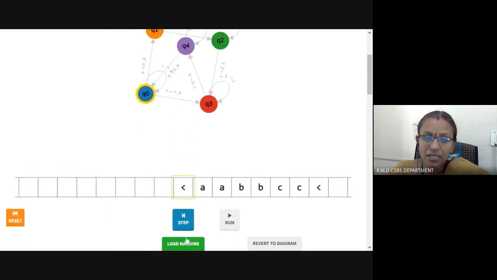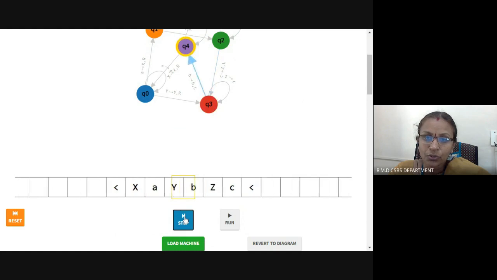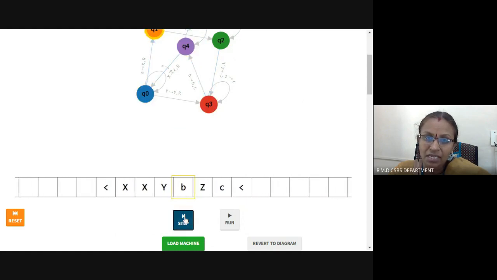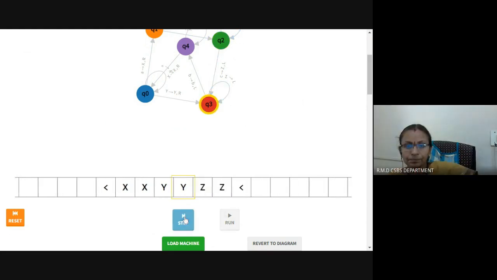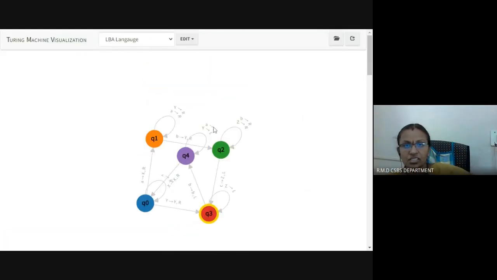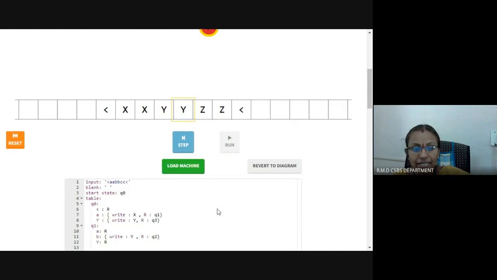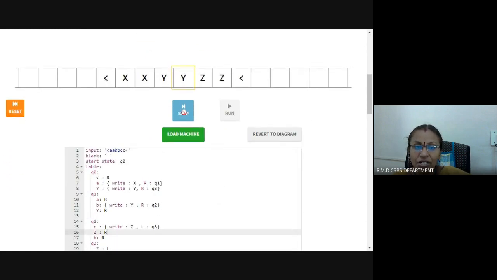So we'll see the steps of how it is being done in the LBA. So we have Q0, Q1, it goes on, Q2, Q3, Q4, and it repeats over there, and the same cycle is being repeated. Okay, so this is how it is being done for a linear bounded automata. Here the boundary is we don't have a blank space in our tape, and it is bounded by end markers. I hope you all understood, my dear students. Thank you.